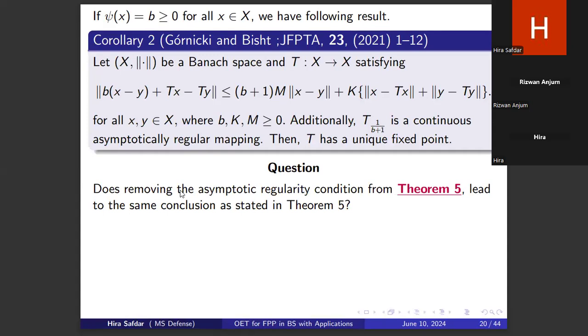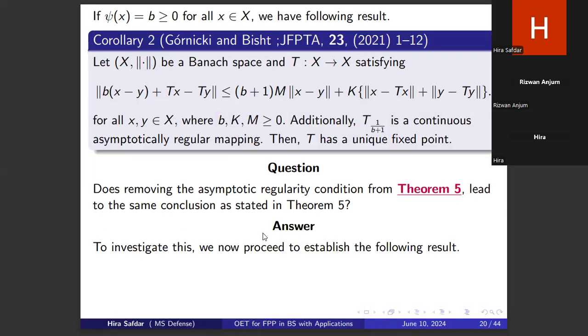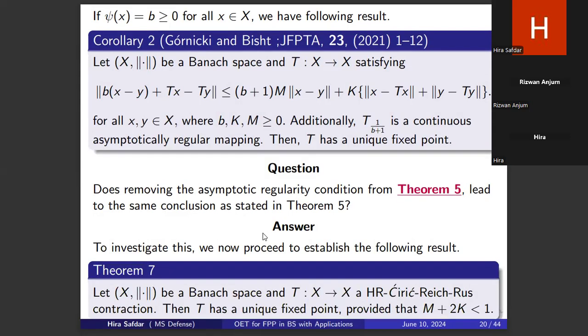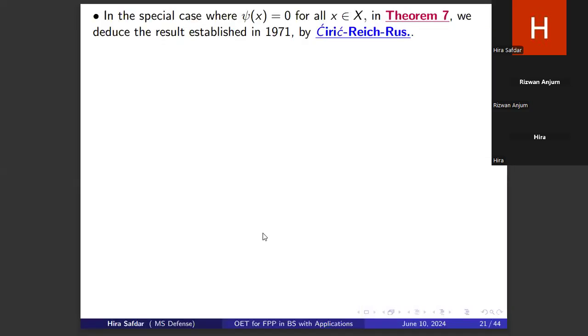So here is a question: does removing the asymptotic regularity condition from theorem 5 lead to the same conclusion as stated in theorem 5? To investigate this, we now proceed to establish the following result. In a Banach space and a mapping T from X to X via an HS Siri-Riesz contraction, T has a unique fixed point provided that m plus 2k is less than 1. In the special case where psi x is equal to 0 in theorem 7, we deduce the result established in 1971 by Siri-Riesz.